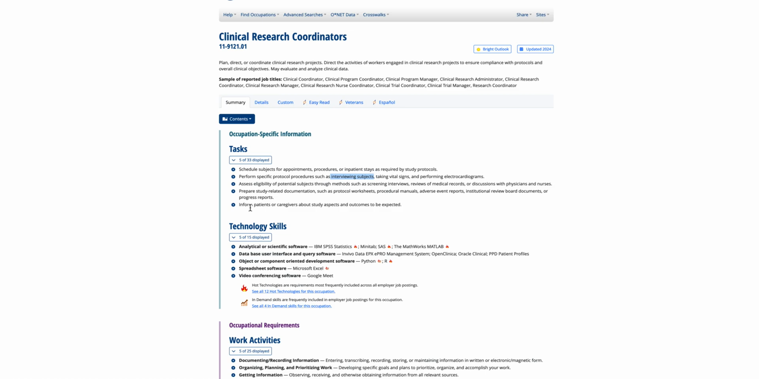This is again the informed consent, or preparing study-related documentation such as protocol worksheets, procedural manuals, adverse events reports, institutional review board documents, or progress reports. So these are the tasks that a clinical research coordinator or associate is going to do.